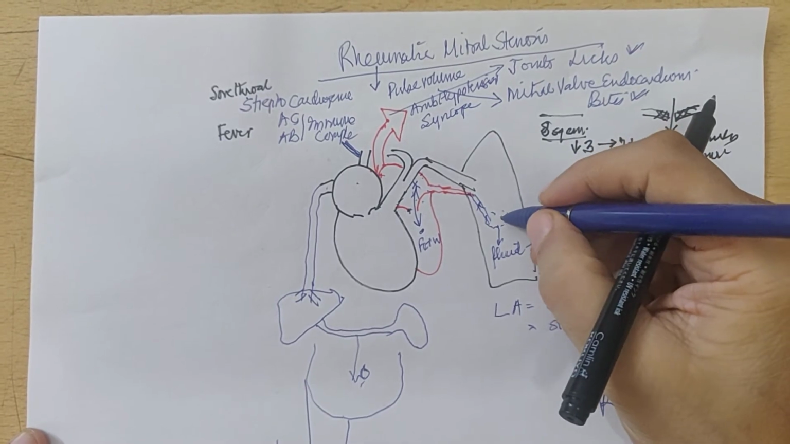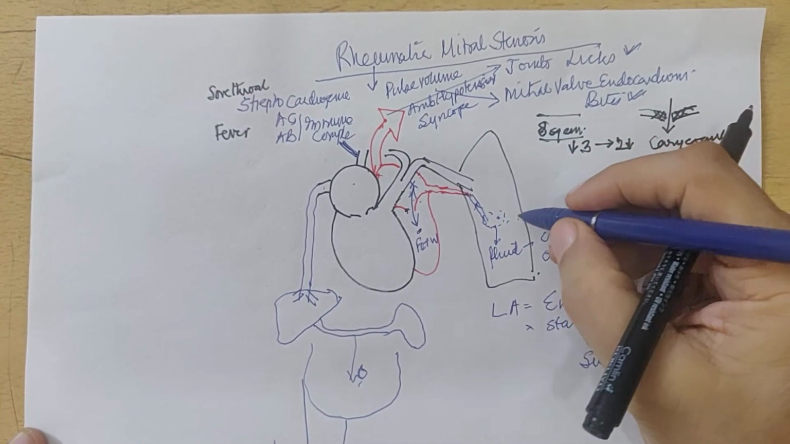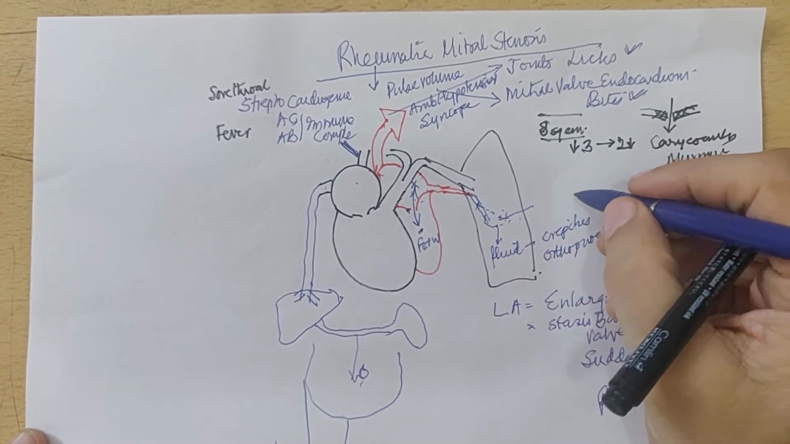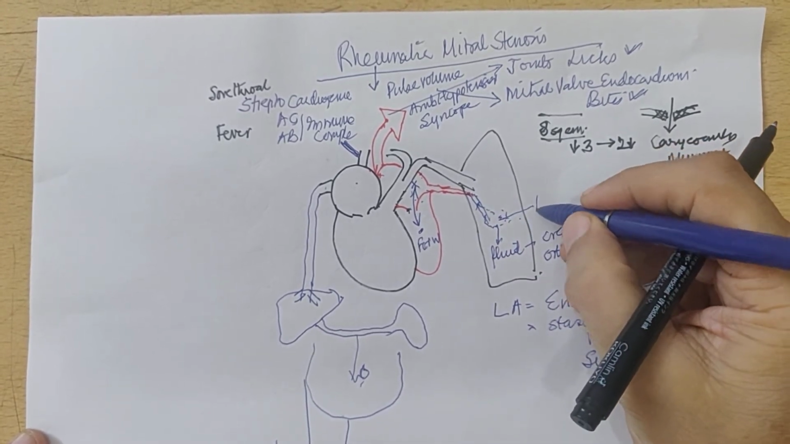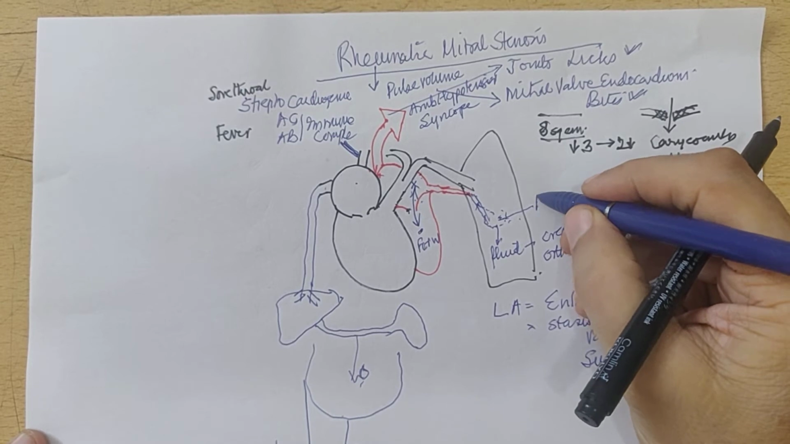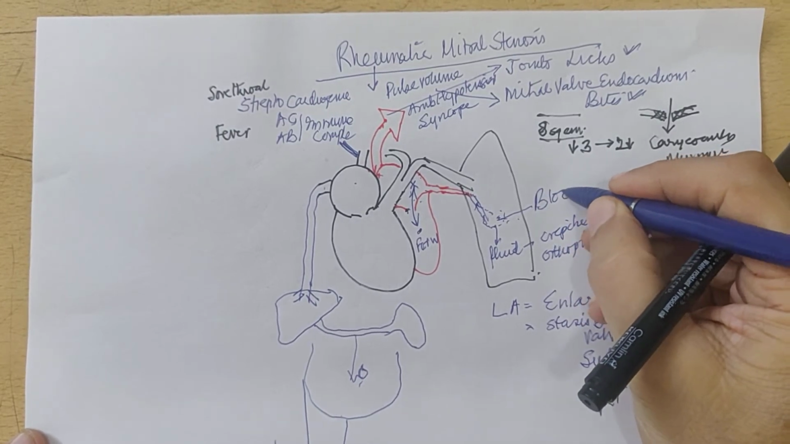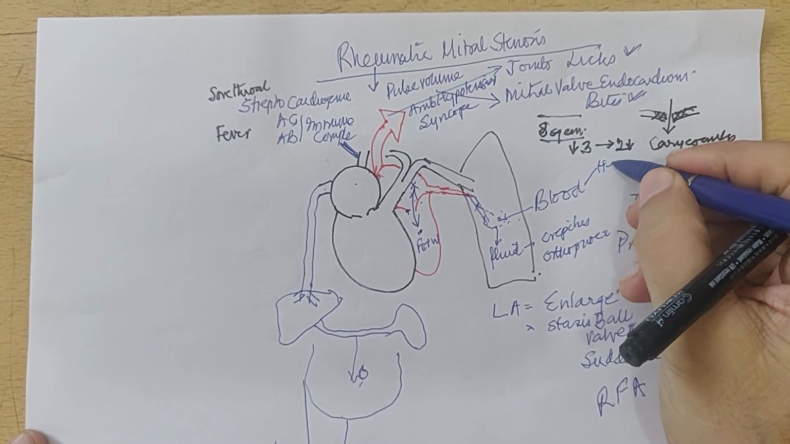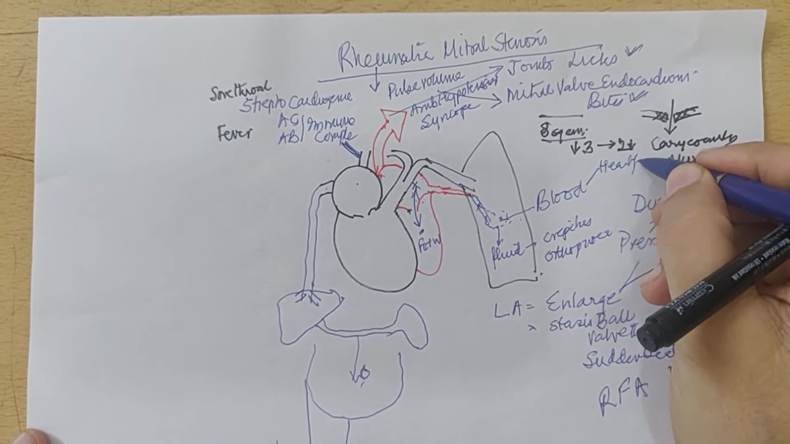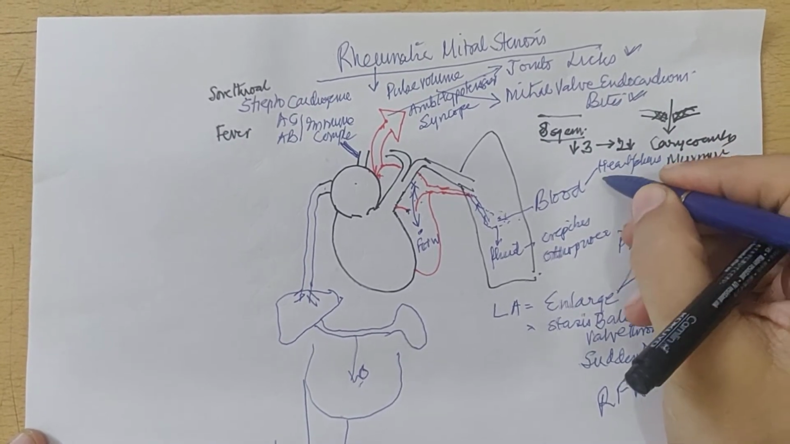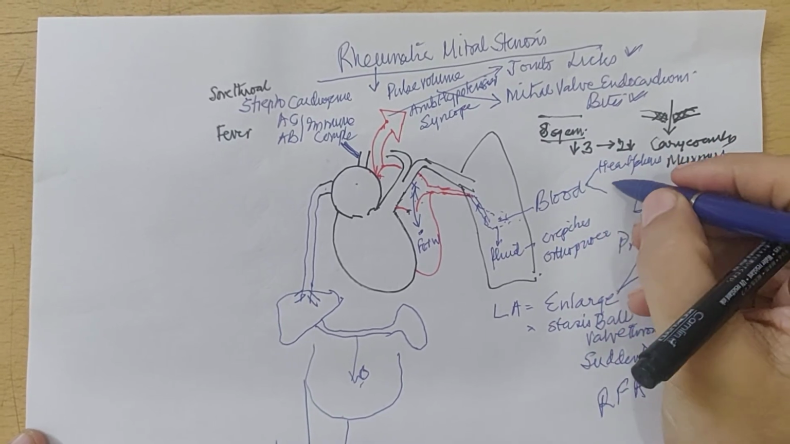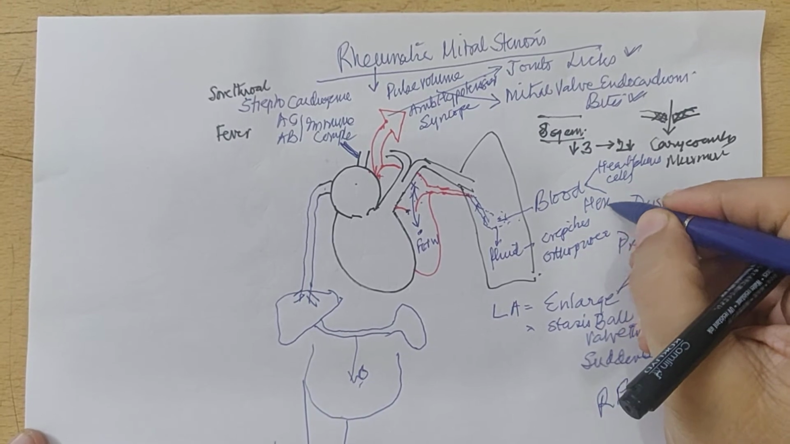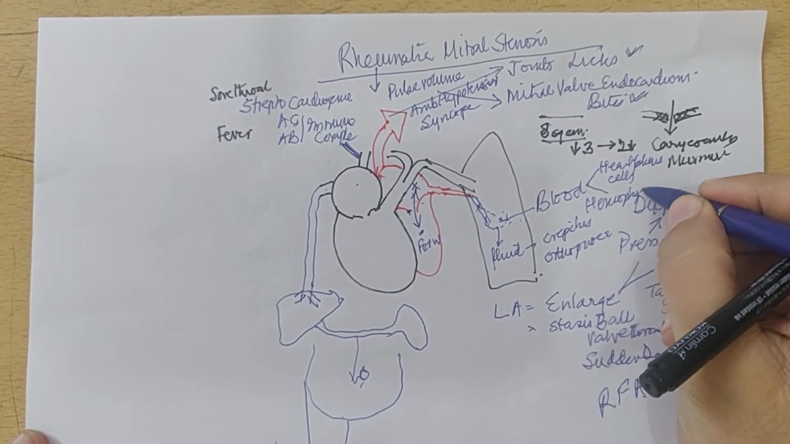Then in the sputum, there is leakage of blood into the lung alveoli, and this blood in the alveoli can present as heart failure cells. The macrophages will absorb red blood cells, become brown, and they are called heart failure cells, or they may present as hemoptysis.